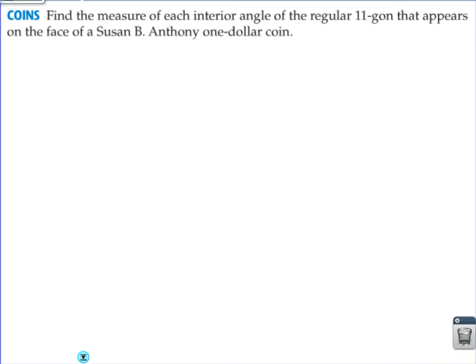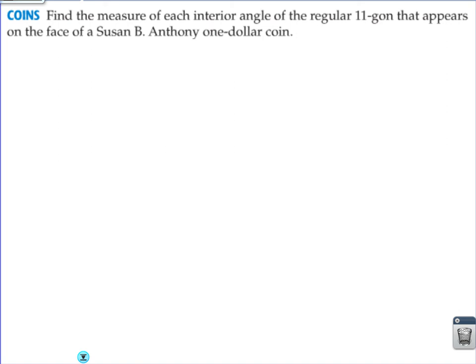Find the measures of each interior angle of an 11-agon that appears on the face of the Susan B. Anthony $1 coin. If anybody's ever seen a Susan B. Anthony coin, bet you didn't know it, but it is an 11-agon. Okay. Did you really know that? I give you that. So an 11-agon, we want to know what all the angles would add up to.